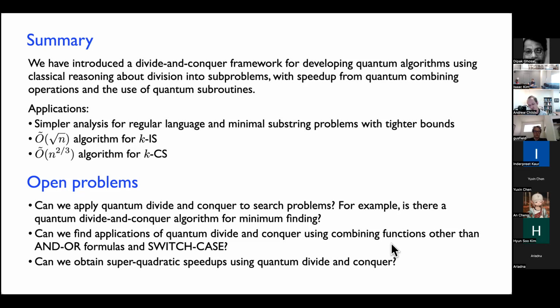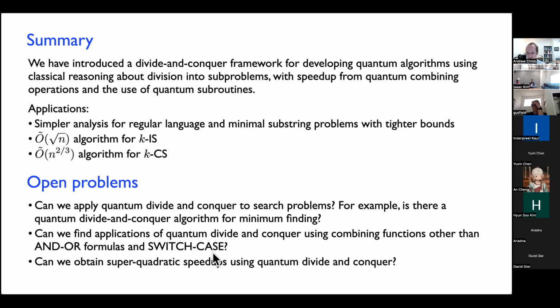Also, I mentioned that we can think of other combining functions aside from these and/or formulas and this switch case thing that I described. Are any of those useful for giving quantum speedups for other kinds of problems? And finally, the largest speedups between quantum and classical query complexity in the examples that I told you about are only quadratic, like n versus square root of n. But I think there's no reason in principle why you couldn't get super quadratic speedups, maybe even exponential speedups, from this quantum divide and conquer framework. It would be really interesting to see if you can apply these ideas to get those more dramatic quantum speedups.